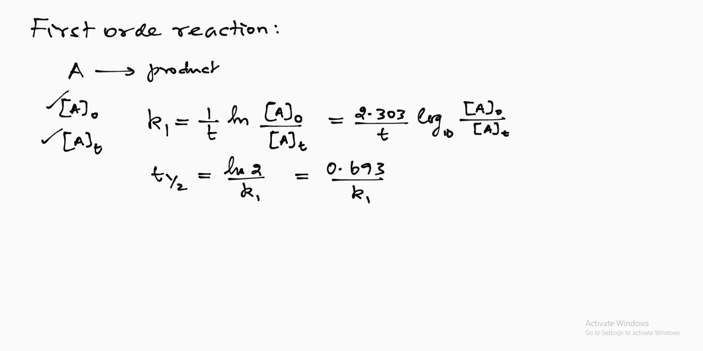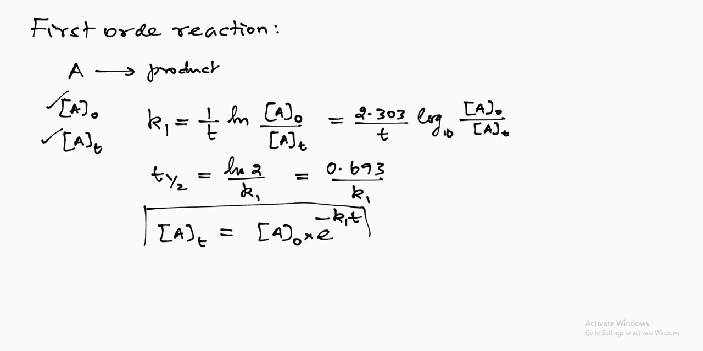Then I also gave the expression for concentration of the reactant at time t. You can calculate the concentration of the reactant at time t by using this expression, that is A naught into e power minus K1 into t. Using this expression we can calculate the concentration of the reactant at any time t, provided you know the value of the rate constant for the reaction and the initial concentration.